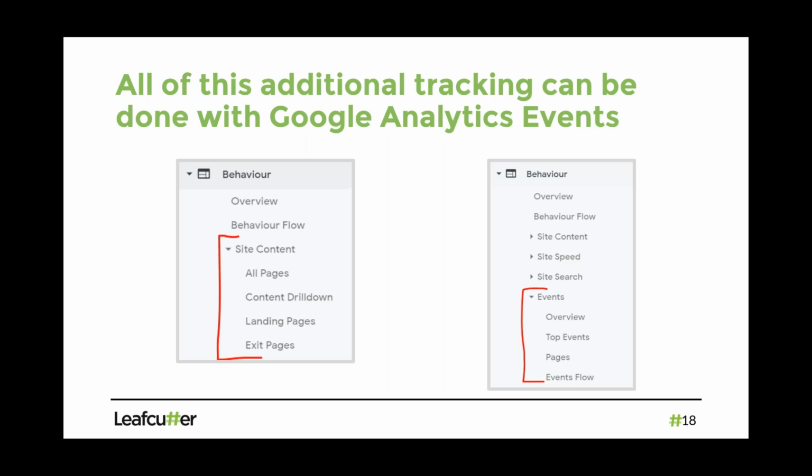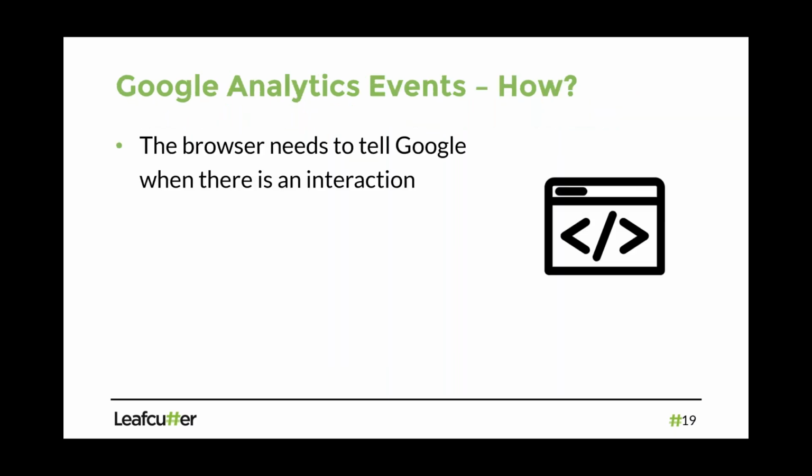And then I can make better decisions about content or campaigns from that. So the how is now the trickier part, because of course it's easy to talk about the why. So the how is that the browser that someone uses, so if I'm using Chrome, that browser needs to figure out, well, when does it tell Google that there's interaction? And it's all based on JavaScript. You can also use Google Tag Manager.